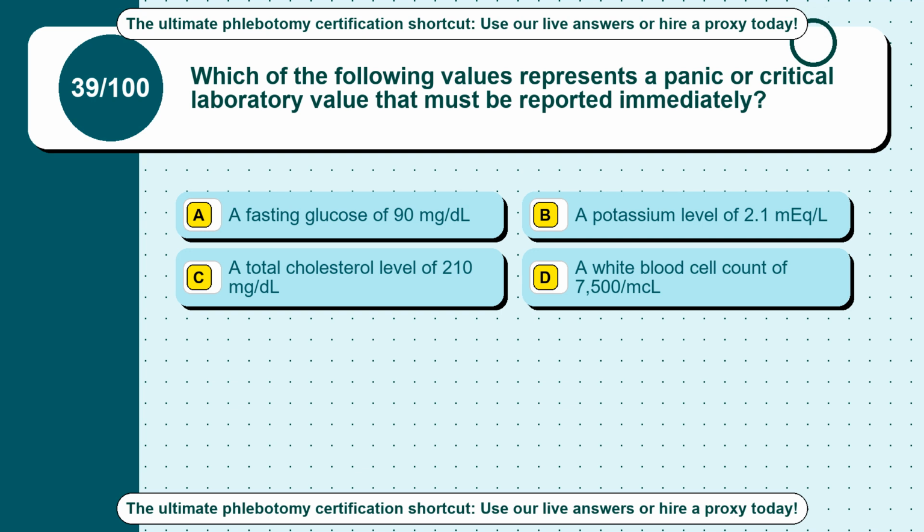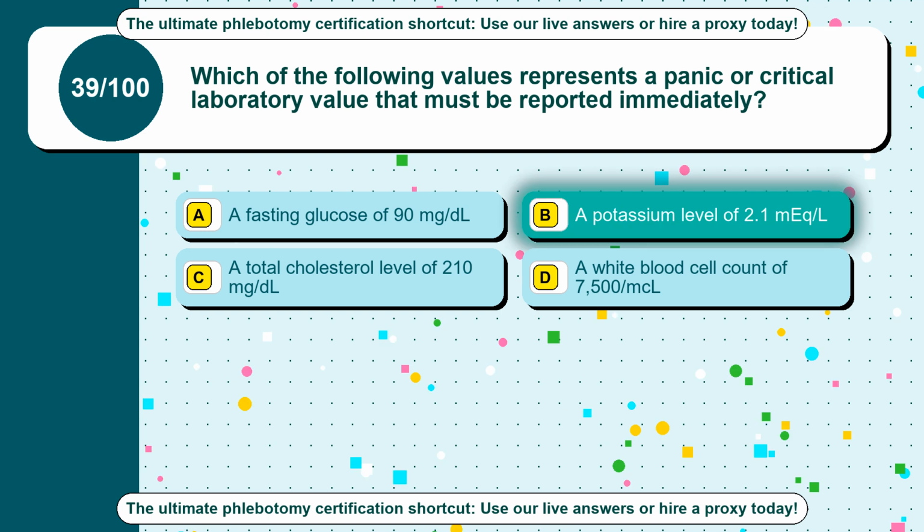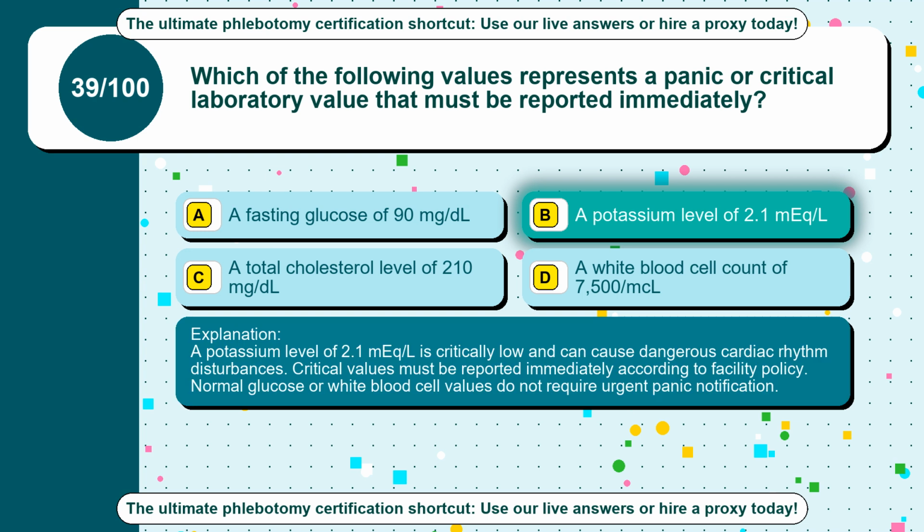7,500/mcL. The correct answer is option B, a potassium level of 2.1 mg/L. A potassium level of 2.1 mg/L is critically low and can cause dangerous cardiac rhythm disturbances. Critical values must be reported immediately according to facility policy. Normal glucose or white blood cell values do not require urgent panic notification.